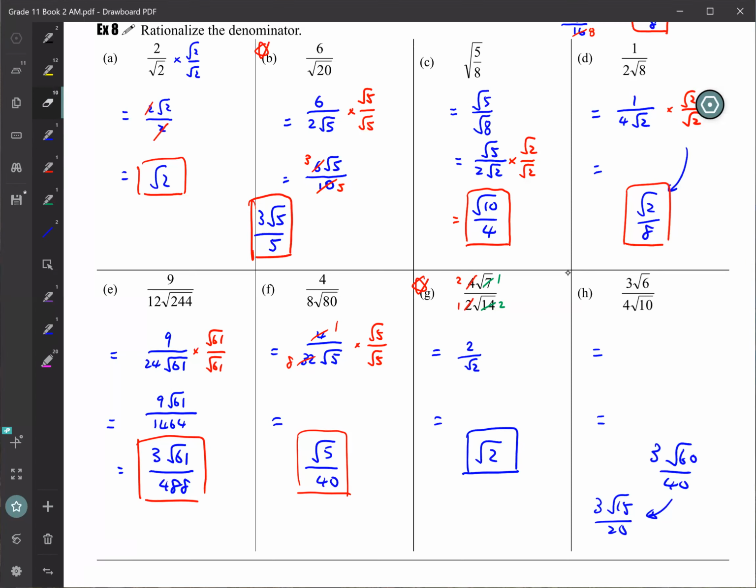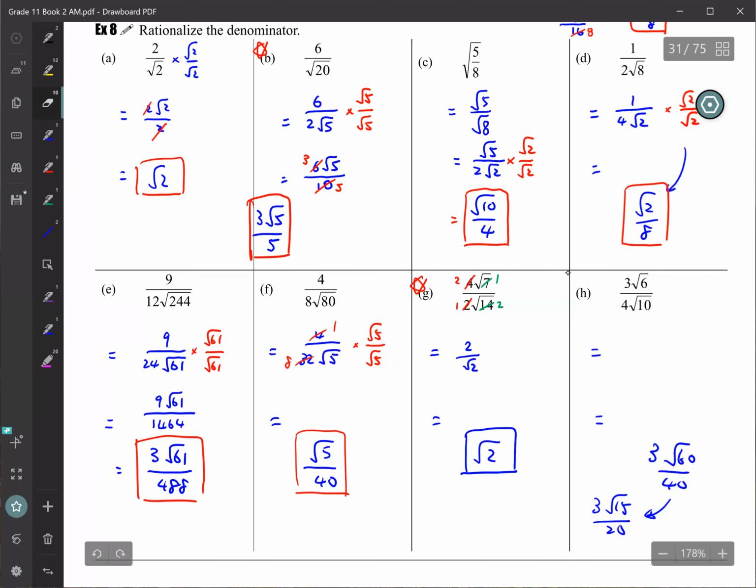Okay, does anyone have questions? Of course, you can rationalize right away with the root 14, but you should still end up with the same answer, okay? Okay, last one.